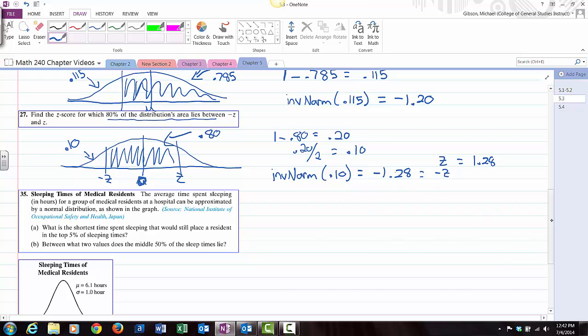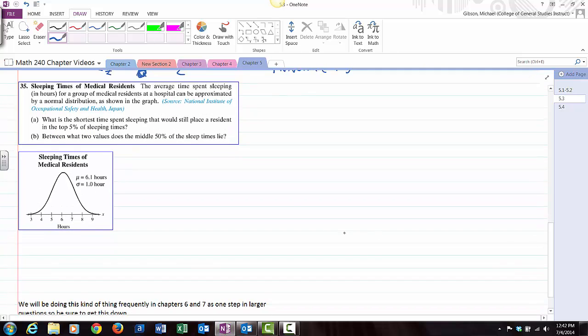All right. Let's do some that are not standard normal. So let's look at this question. Sleeping times of medical residents. The average time spent sleeping in hours for a group of medical residents at a hospital can be approximated by a normal distribution as shown in the graph. A, what is the shortest time spent sleeping that would still place a resident in the top 5% of sleeping times? All right. So this is just kind of a fun way to tell us what the mean and the standard deviation are.